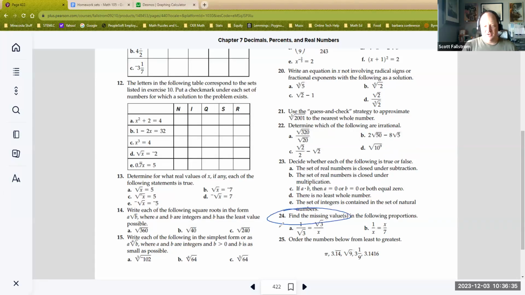Find the missing value in 24. These are proportions. Use your proportional reasoning. So you can either find a common denominator, or you can flip things around if you want to. Because they're ratios, solving a proportion, you could use the cross multiplication technique, which, if you really look at it, folks, is just finding a common denominator.